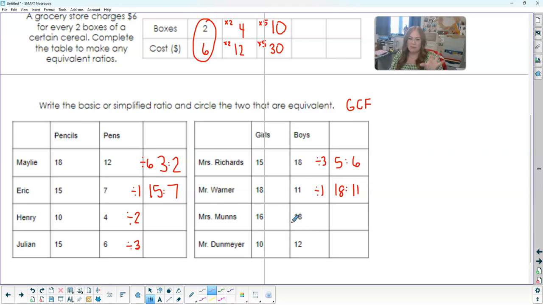Okay, so I want you to try Mrs. Munns and Mr. Dunmeyer on your own. So find the number that you can divide 16 and 18 by. Find a number you can divide 10 and 12 by. Simplify and circle the 2 that are equivalent. And then get it checked.